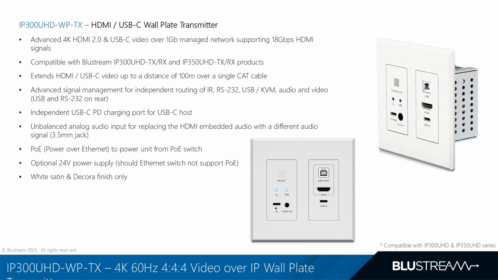Added to this line is the IP300 UHD wall plate transmitter, which brings added versatility to the Blustream AV over IP lineup. Designed specifically for modern meeting rooms, education environments, and presentation spaces where clean, integrated connectivity is a must. This unit features a selectable dual input design with one HDMI and one USB-C port, making it easy for users to share video content from a variety of devices, including laptops, tablets, and mobile phones.